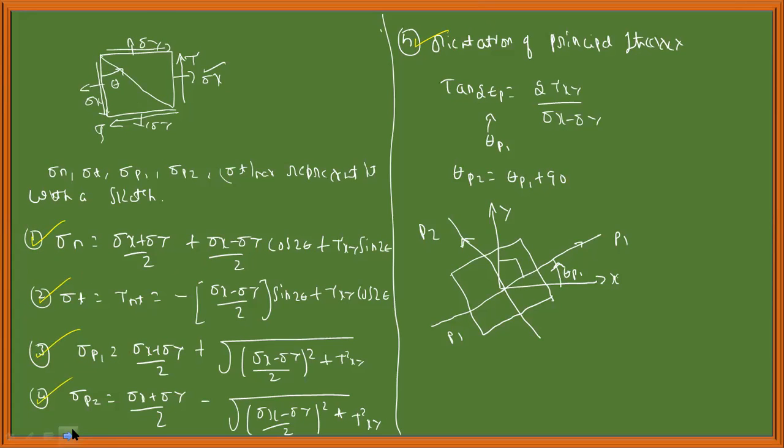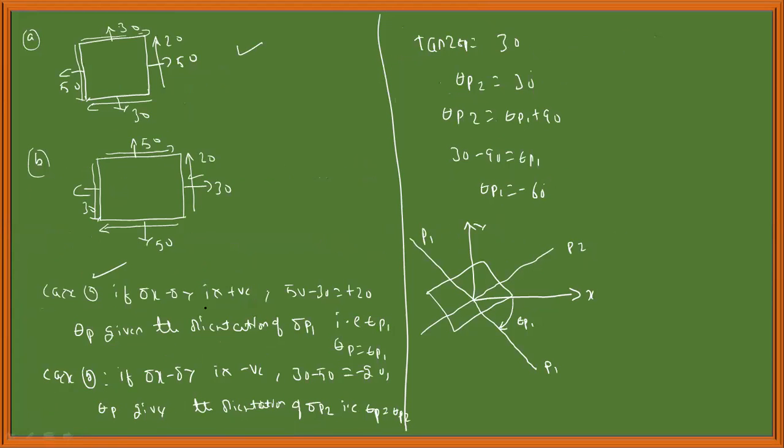What I will do is follow a small thumb rule. If sigma x minus sigma y is positive, then the theta p we got indicates theta p1. If sigma x minus sigma y is negative, then the theta p we got indicates theta p2. If sigma x minus sigma y is negative, how do we find theta p1? We know that theta p2 is equal to theta p1 plus 90 degrees. So I will subtract 90 degrees from theta p2, then we will get theta p1.